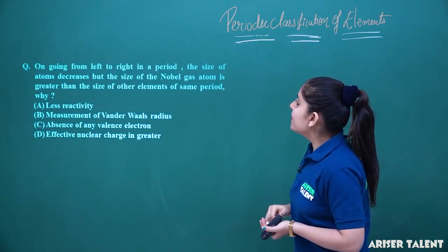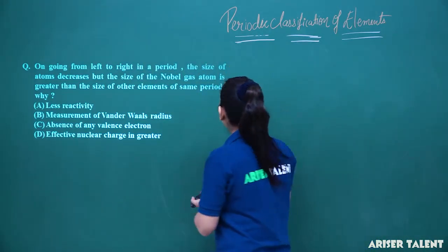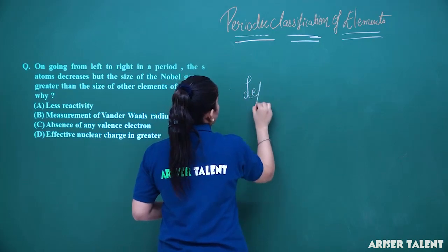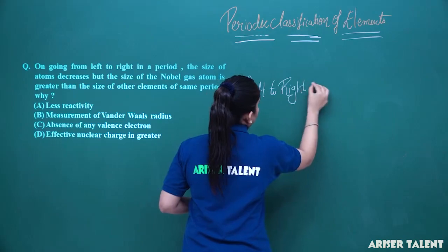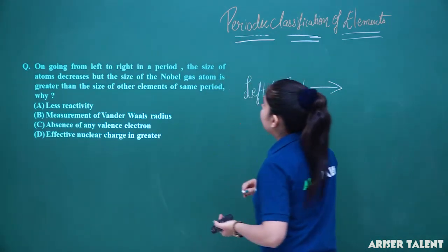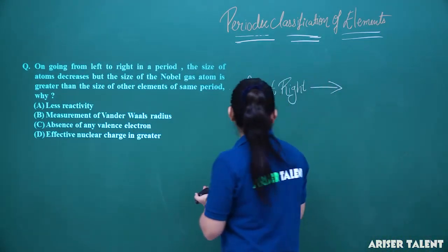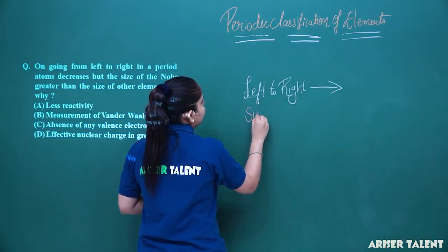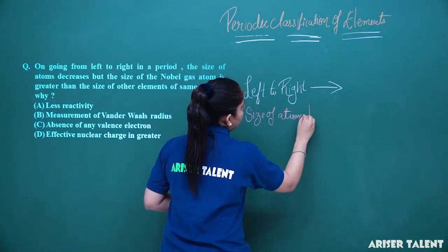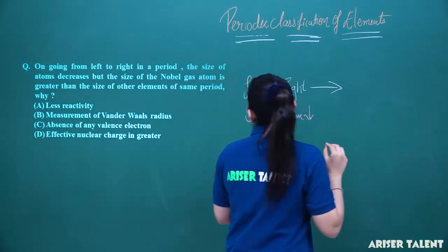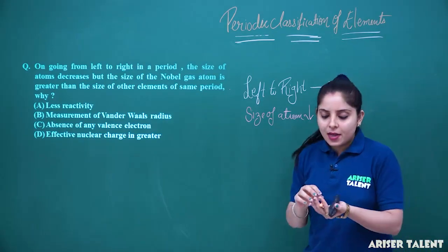The question is saying that we are going left to right in the period. So, what we are doing here? We are going from left to right in a period, and the size of the atom decreases. So, the second step is: size of atom decreases. But the size of the noble gases is greater than the size of the other elements.